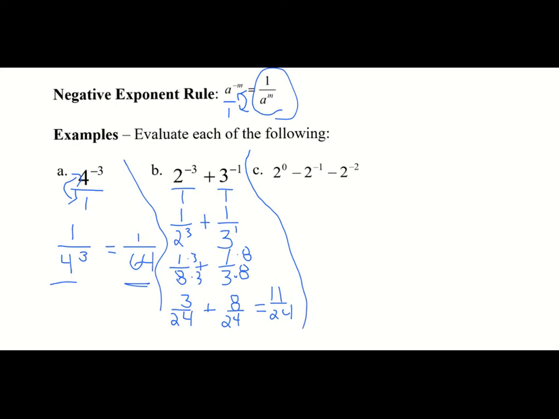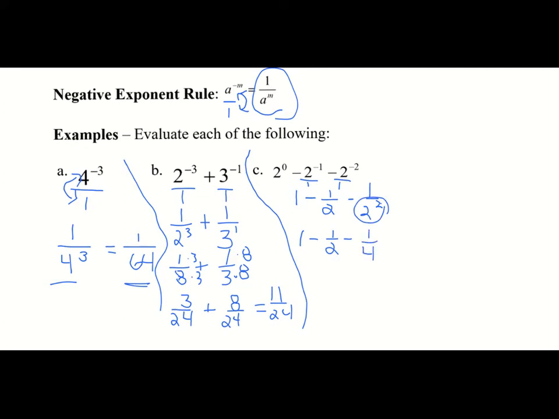All right, let's take a look at C here. So we're starting off with 2 to the 0 power, which I know equals 1, minus, again here, they're negative exponents, so I can flip it. So it's going to become 1 over 2, or 2 to the first, but I don't need to put the 1 in there, minus 1 over 2 to the second when I flip it. So that's going to give me 1 minus 1/2 minus, that 2 to the second becomes 1/4.